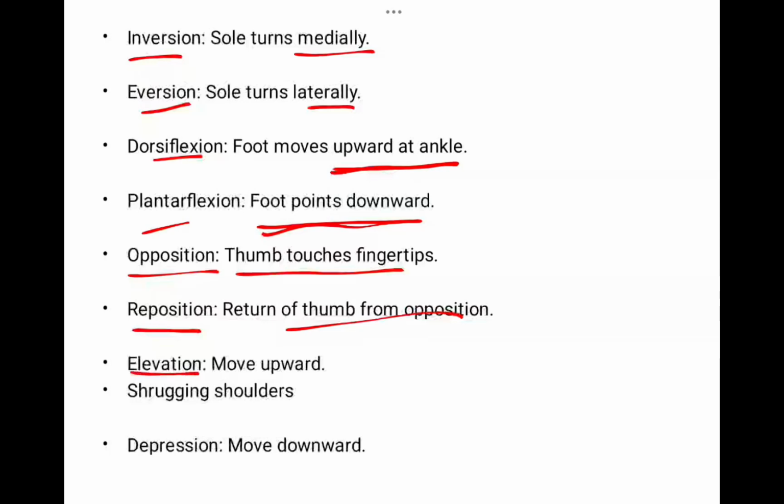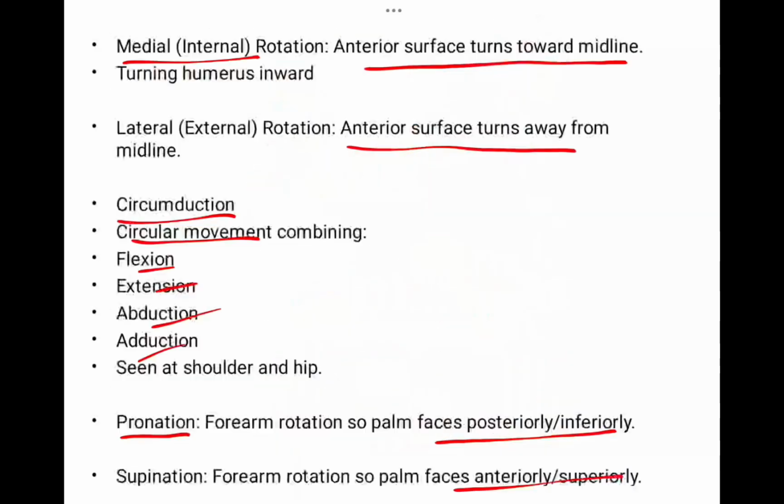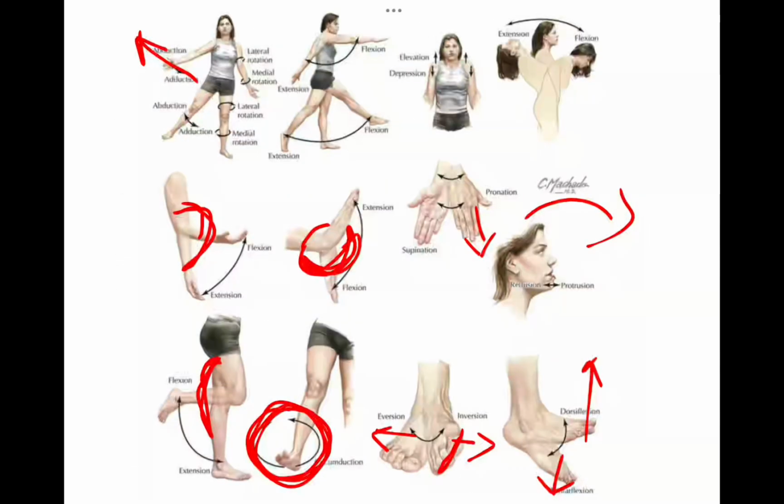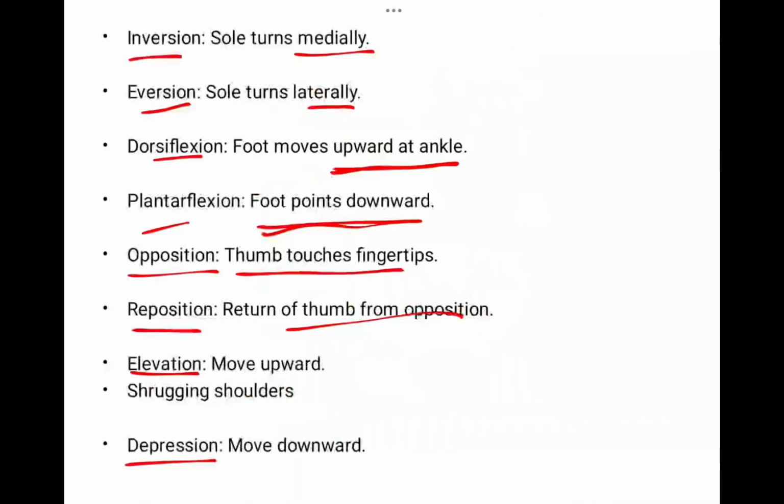We have elevation, it's a movement. You move your shoulders upwards, shrugging of the shoulders, while depression is a downward movement where you bring the shoulders downwards. This is elevation and this is depression. Elevation, shrug the shoulders. Depression, you bring the shoulders downwards.